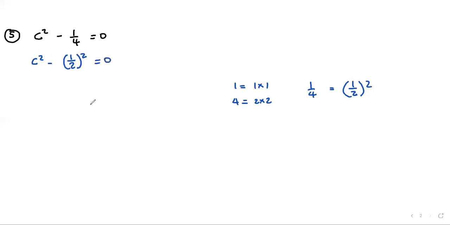Then the next step, I write them in the difference of squares. So I say c plus a half into c minus a half. Is that understood?